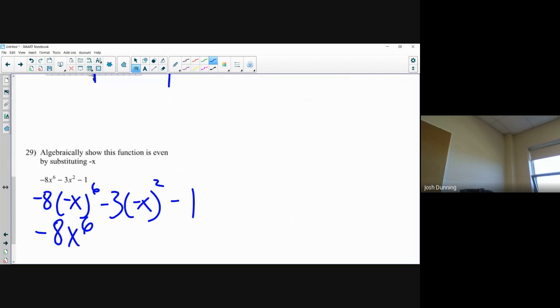Since there's no extra negative to make that negative 8 change to a positive. Same idea here. Negative x squared is positive x squared, so there's no extra double negative to switch that. 1 doesn't have an x, so I just bring it down. That whole thing is exactly the same. I've shown it's even.